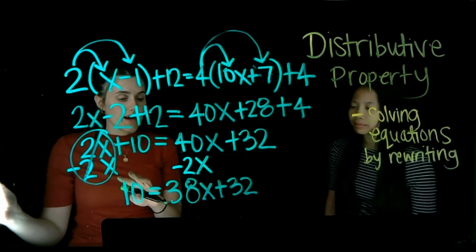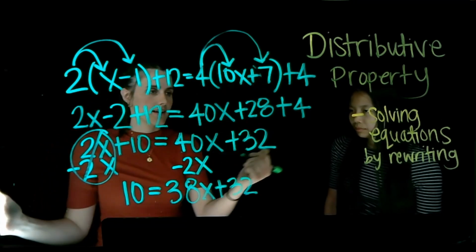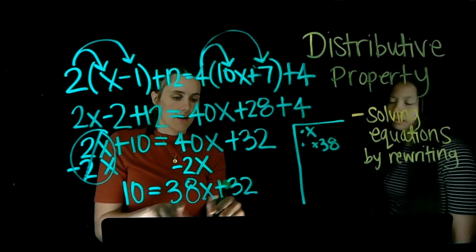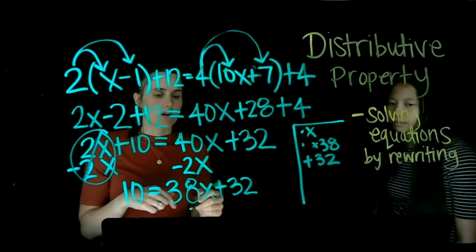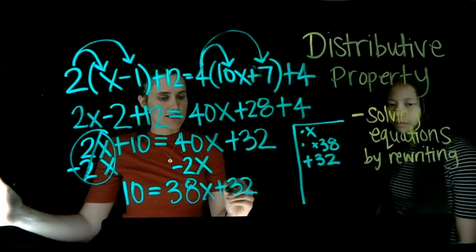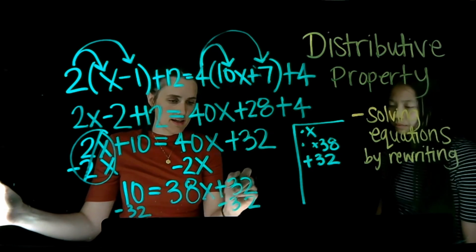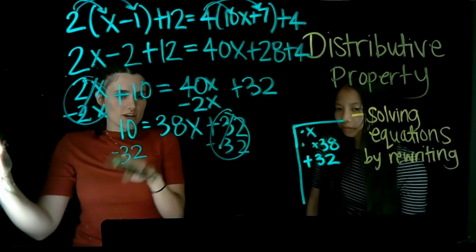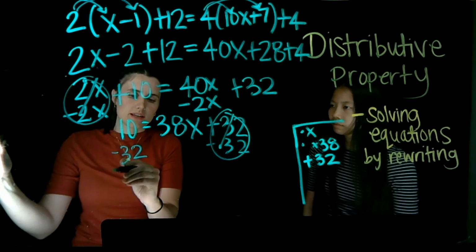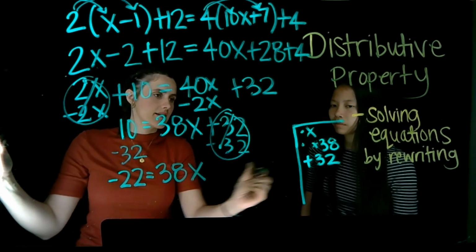Okay, now that I have all of my x's on the same side, I can think about the story of x, what happens to x. We start with x all by itself, okay? Then we multiply it by 38, and then we add 32, okay? So we're going to work backwards from this last step. So if we added 32, we're going to subtract 32. Whatever I do to one side, I have to do to the other, and this gives me a 0 pair. So we'll subtract 32 from both sides. Now I have 10 minus 32, which is going to give me negative 22 equals 38x, okay? So that step is done.